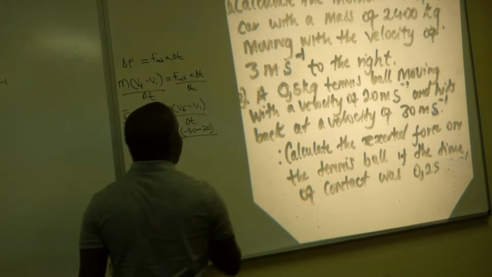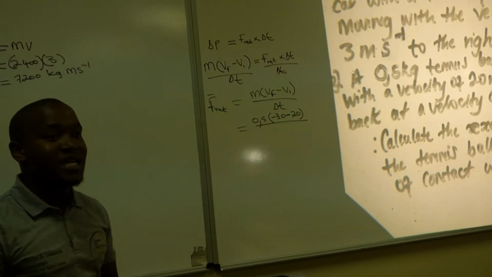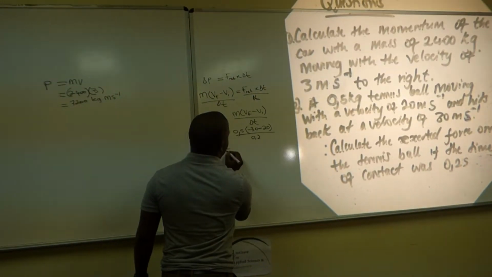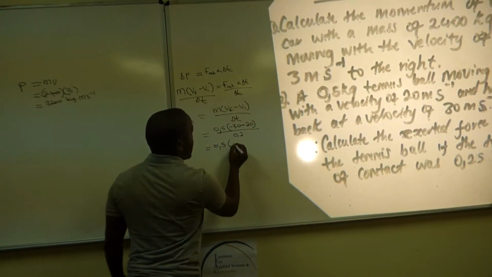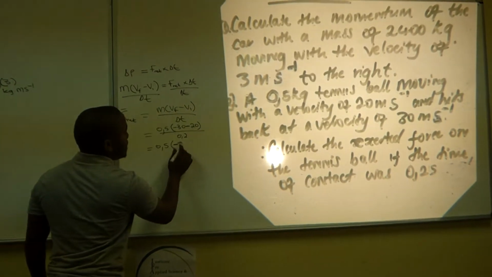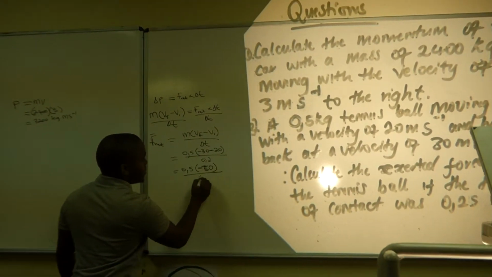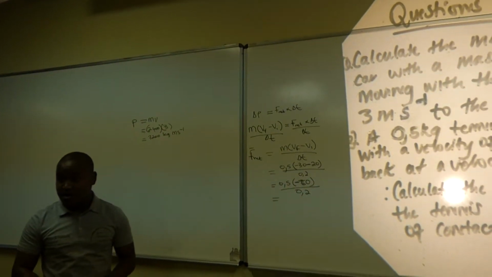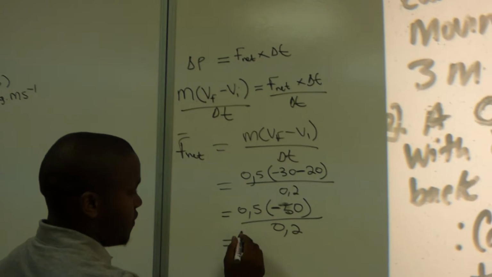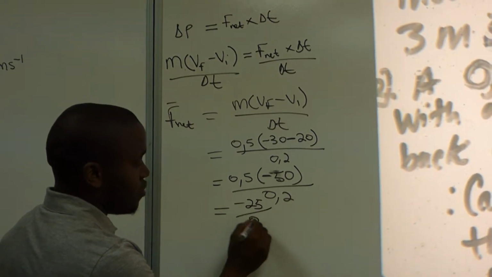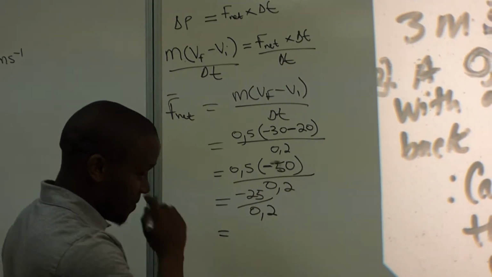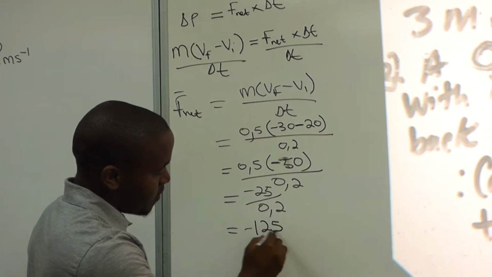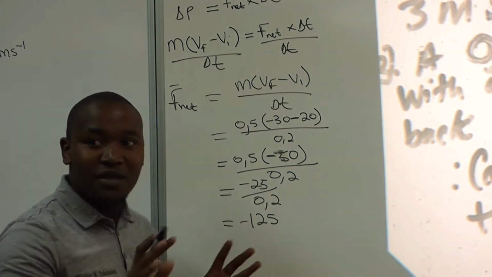Divided by delta t. What is my delta t? My delta t is 0.2. So I have 0.5 times minus 50. So on top I have negative 25. Negative 25 divided by 0.2. What's my answer? Negative 125. Right?